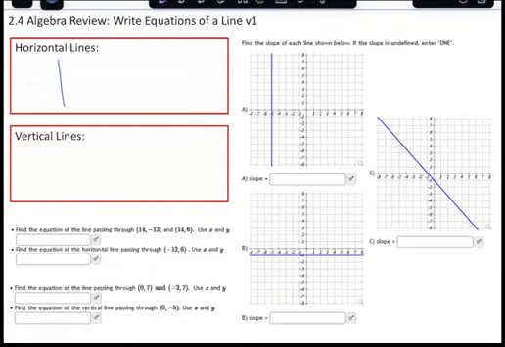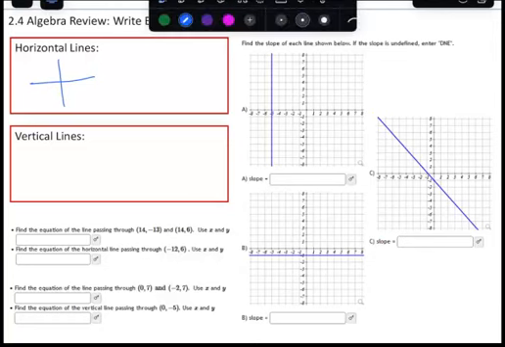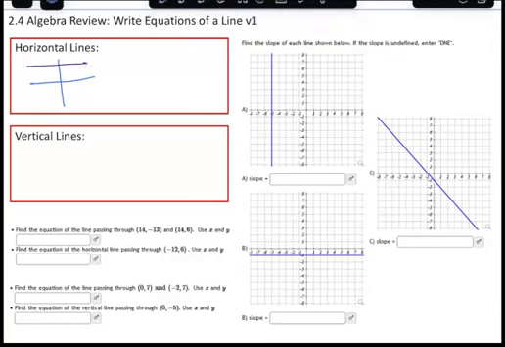So remember, the horizontal line is one where the slope is 0. But what's consistent here is a horizontal line is always going to have the same y value. So any point along this line is going to have the exact same y value. So the equation that represents a horizontal line is just going to be the form y equals b.